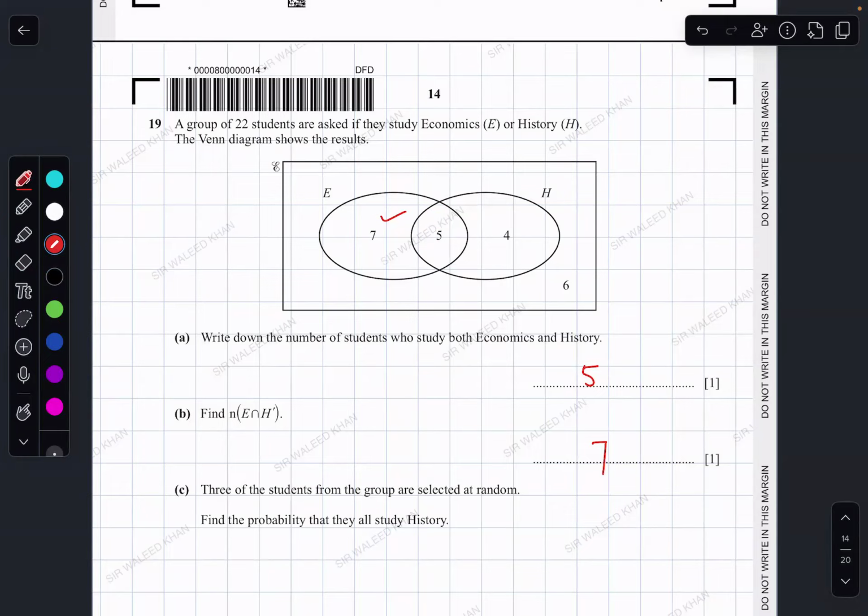Is there anyone who doesn't understand this particular part? Sir, can you explain the difference between intersection and union?